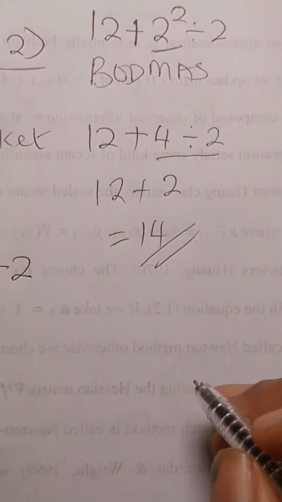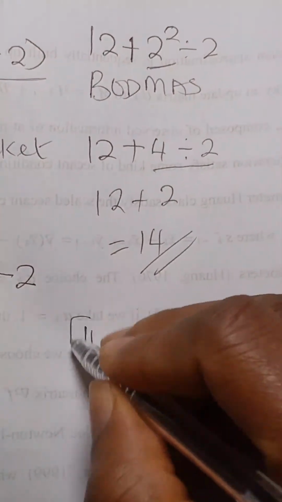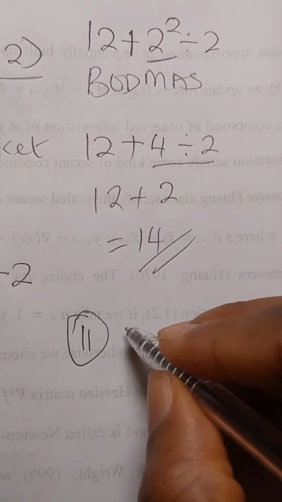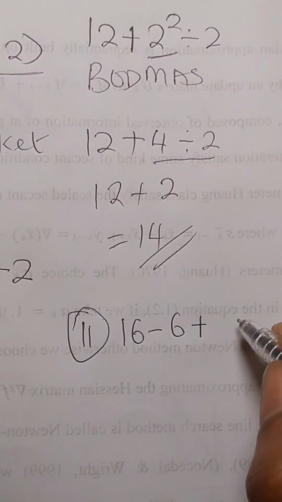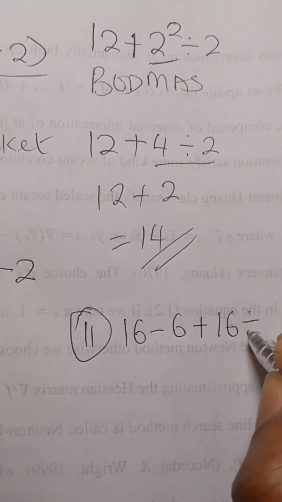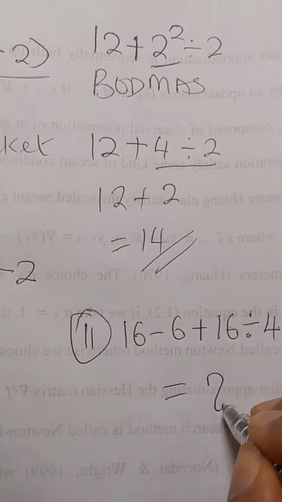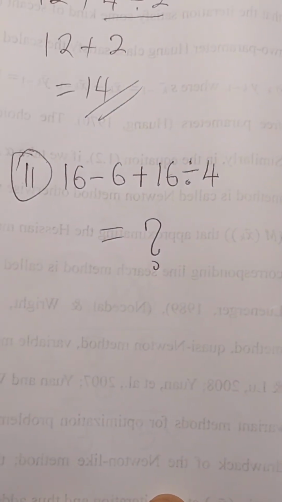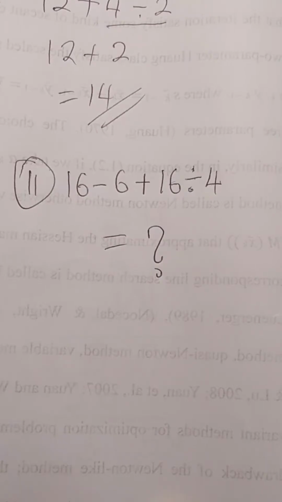So let's solve something else. Question number 11 is going to be 16 minus 6 plus 16 divided by 4 is equal to what? So solve this. Let's see.